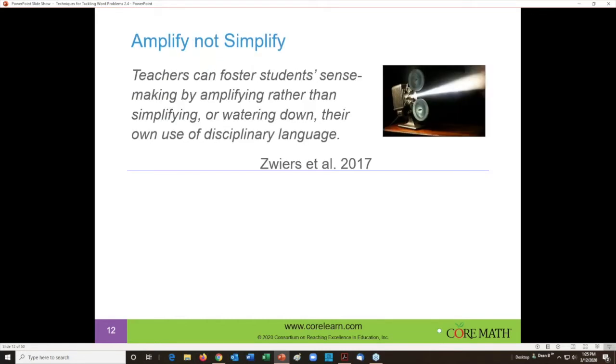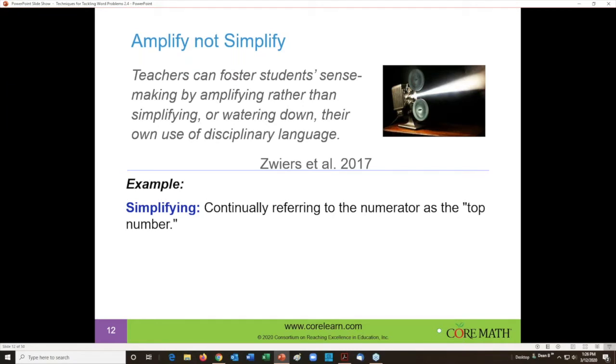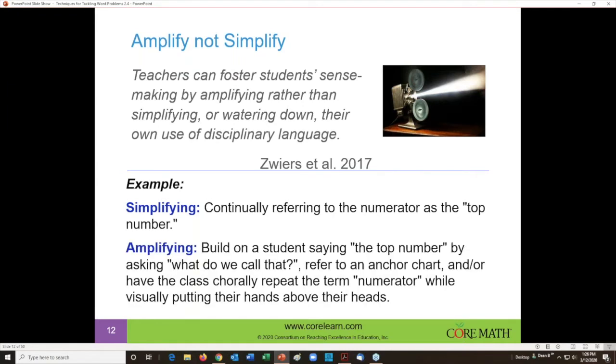According to Zweers and others at the Understanding Language Stanford Center for Assessment and Learning and Equity at Stanford University, teachers can foster student sense making by amplifying rather than simplifying or watering down their use of a disciplinary language. For example, simplifying would be to continually refer to the numerator as the top number in a fraction, whereas amplifying would be to build on a student saying the top number by asking, well, what do we call that?